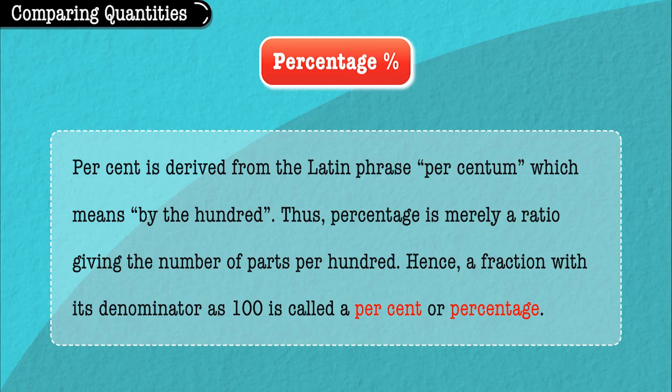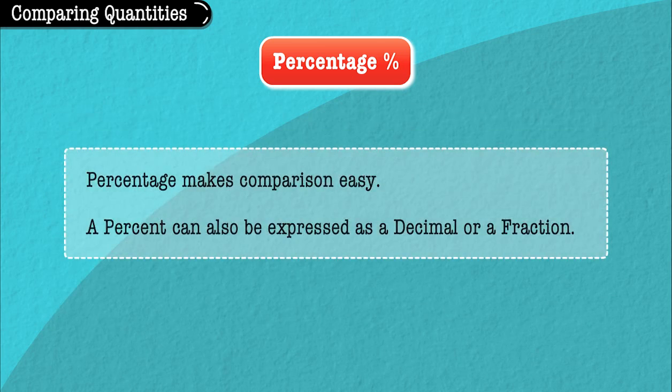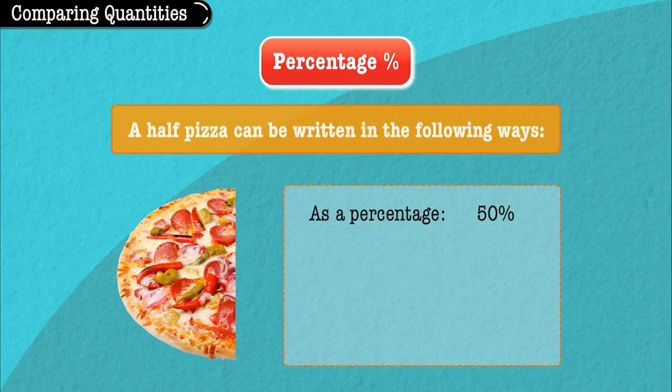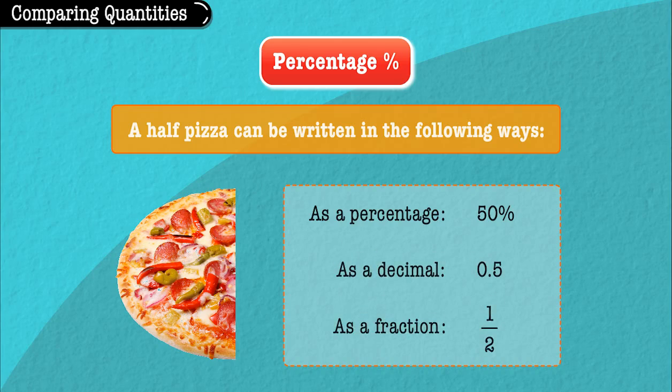Hence, a fraction with its denominator as 100 is called a percent or percentage. Percentage makes comparison easy. A percent can also be expressed as a decimal or a fraction. A half pizza can be written in the following ways. As a percentage, 50%. As a decimal, 0.5. As a fraction, 1/2 or half.